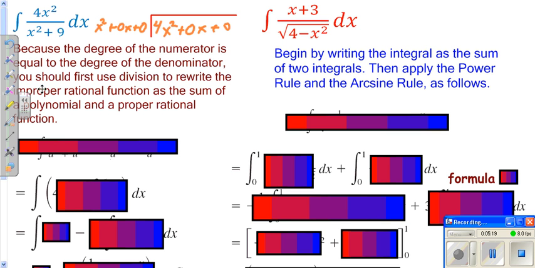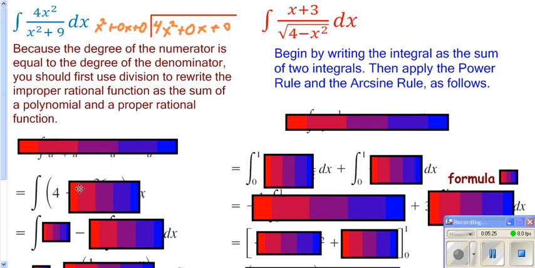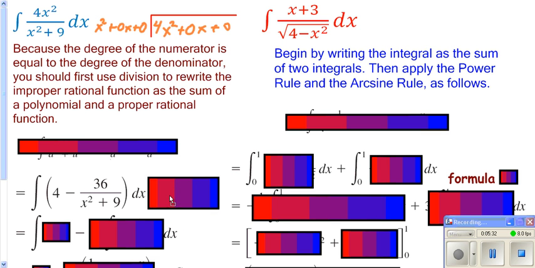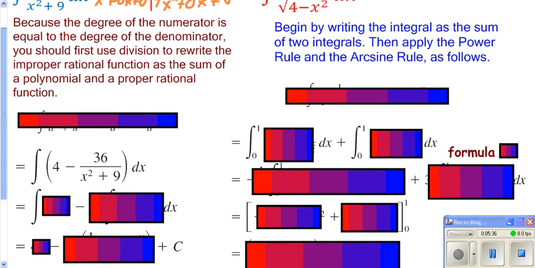When you do that and you look at your quotient, what you have up on top, you're going to have a 4. You're going to get a remainder of negative 36. So you're going to take your remainder of negative 36 over what you were dividing by. Now we can go ahead and work that out.